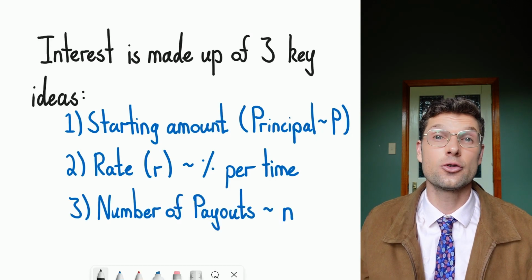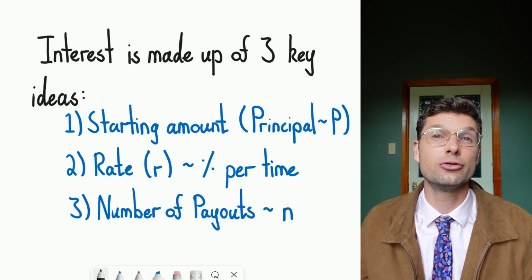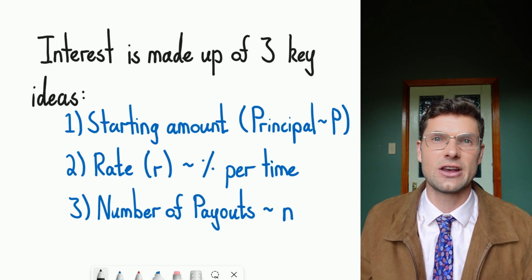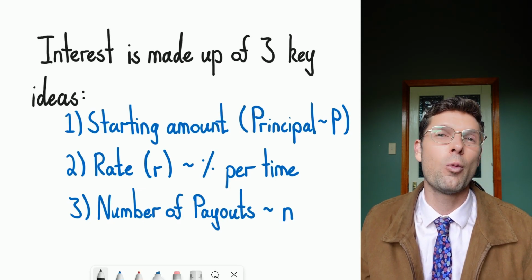Finally, the number of payouts or the number of interest periods will determine how much money you make. The more times you get paid out, the more money you'll have. And we call this N.